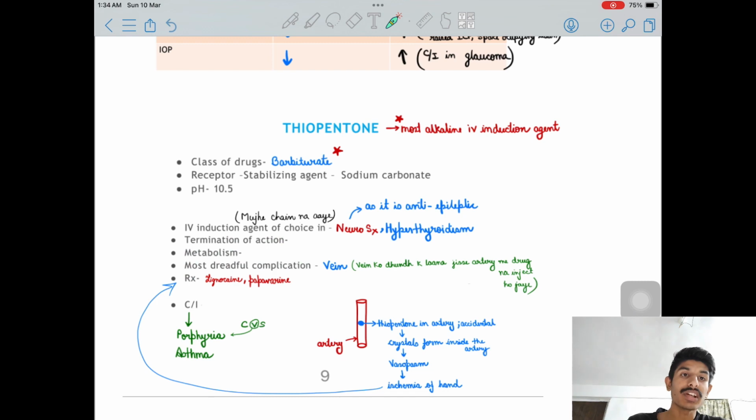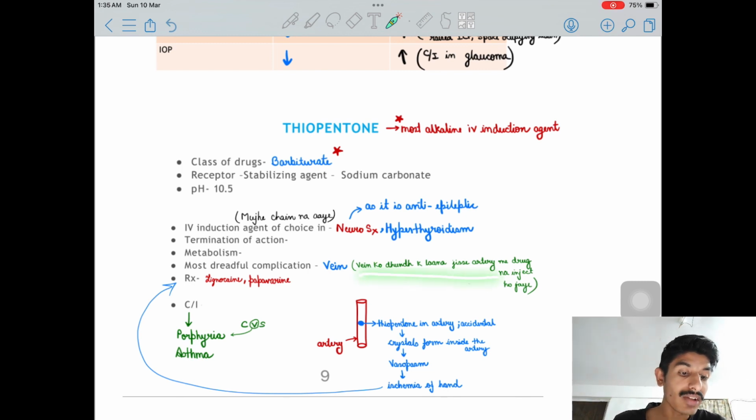The most dreadful complication: if you put it in an artery, it will form a crystal in the artery. If you are giving thiopentone and by mistake you put it in the artery, it will form a crystal there. You always give it in the vein. Remember this, you always have to give it in the vein.